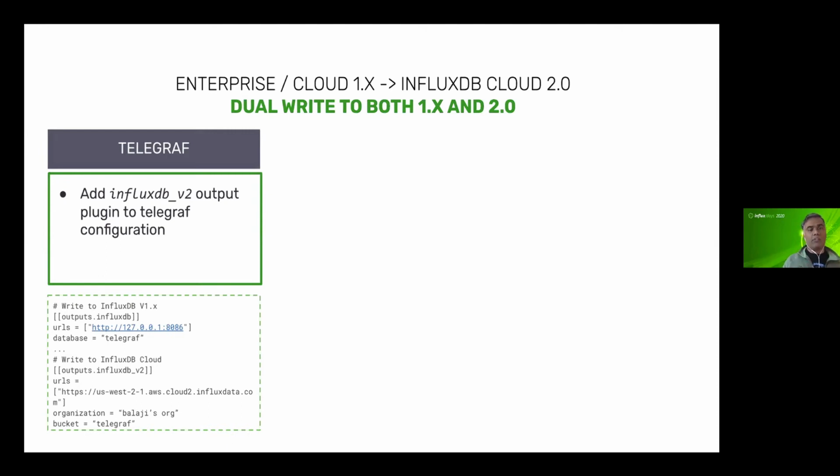The first step would be to add an InfluxDB v2 output plugin. And this is, again, Telegraf. We all know Telegraf, right? It's a data collection agent for us. It has the ability to write to multiple output plugins. So you simply add to all of your configurations the v2 output plugin so that it sends data to the cloud.